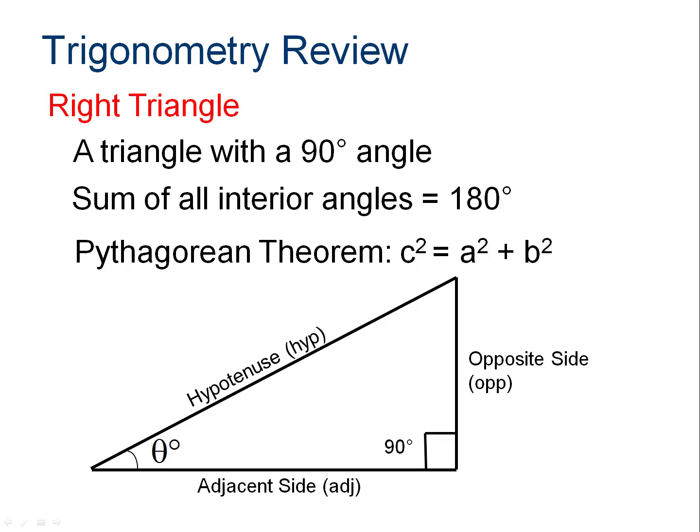Now for right triangle trigonometry, what we're talking about is a triangle with a 90-degree angle, which this has, and we know that the interior angles always equal 180. We also know Pythagoras' theorem, and that just says that the hypotenuse squared is equal to the opposite side, the a side squared, plus the adjacent side, the b side squared. Now notice it doesn't require any kind of magnitude on that. It doesn't matter whether it's a positive a or a negative a. When I square it, it always becomes positive. So that's Pythagoras' theorem. We'll use that later on.